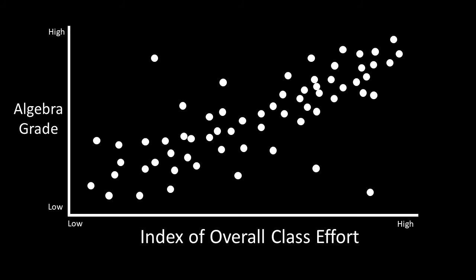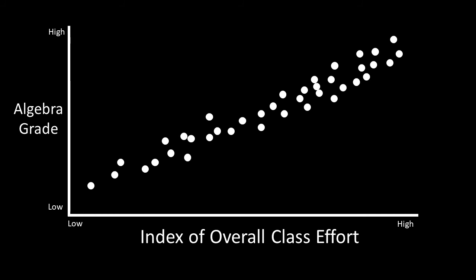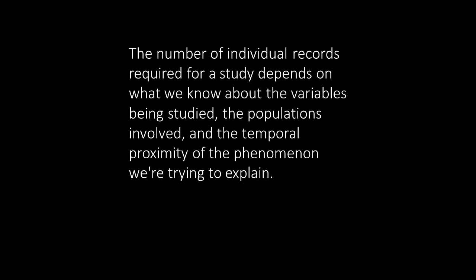And if we had an index, we might find that we'd lose some cases because we couldn't get the data for everybody, but it would be a stronger predictor of their performance, of their grade. So basically, the number of individual records required for a study depends on what we know about the variables involved, the populations involved, and the temporal proximity of the phenomenon we're trying to explain. In other words, if we're trying to predict something that would occur months or years later, you need a lot more data.